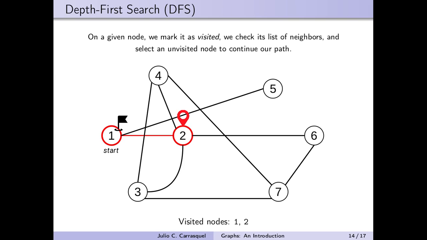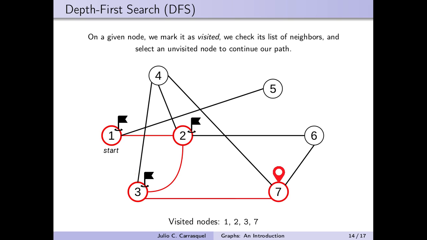Suppose we move to 3. Now we have updated our list of visited nodes, so the visited nodes are 1, 2, and 3. And we repeat the procedure. Now in 3 we can move either to 4 or to 7. Let us suppose that we move to 7.